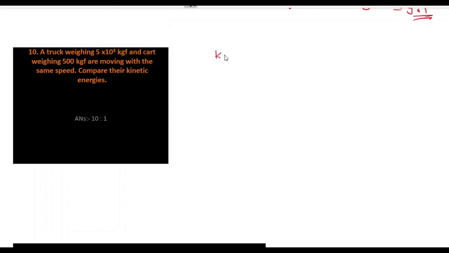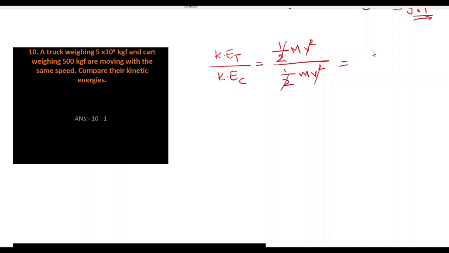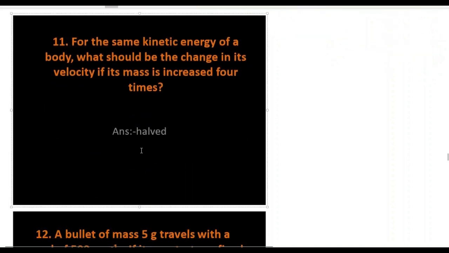So kinetic energy of truck upon kinetic energy of cart is half capital M V square upon half small m V square. V square are the same because they are moving with the same speed, so it will cancel. Half will cancel. So what is the mass of the truck? 5 into 10 raised to 3, and that's the weight, and this is 500. So 5000 upon 500, that is 10 upon 1. So the ratio of their kinetic energy is 10 to 1. Question number 11.